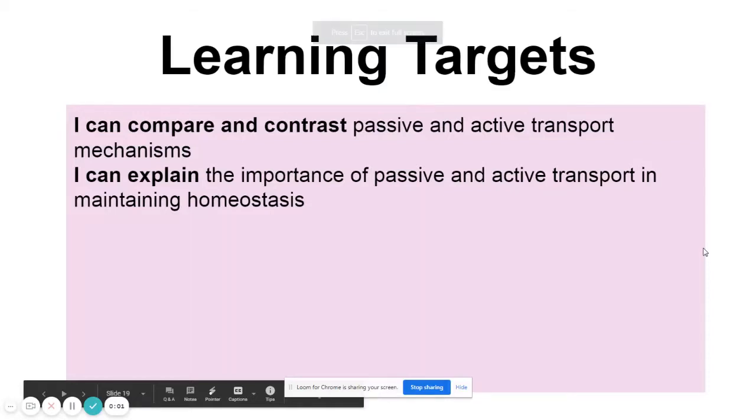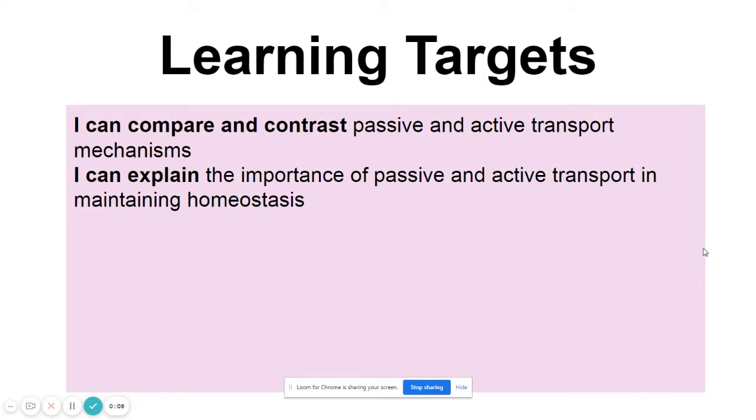Everyone, by the end of today's lesson, you should be able to compare and contrast the two types of transport, passive and active transport mechanisms, and you should be able to explain the importance of passive and active transport in maintaining homeostasis for a cell.